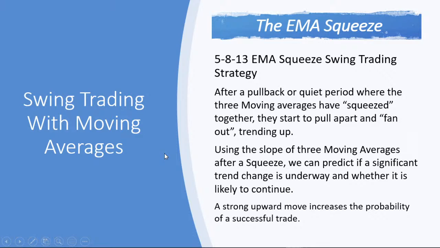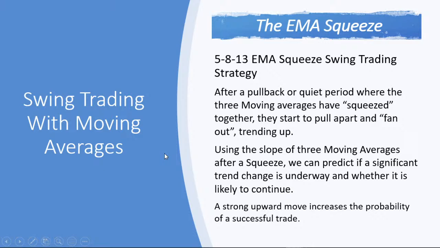Okay? After a pullback, or what's called a quiet period, where the 3 moving averages, the 5-day EMA, the 8-day EMA, and the 13-day EMA, they're squeezing together. After that squeeze, where price has been falling, once price begins to stop falling and start rising again, those moving averages begin to pull apart or fan out, and they begin to trend upward.